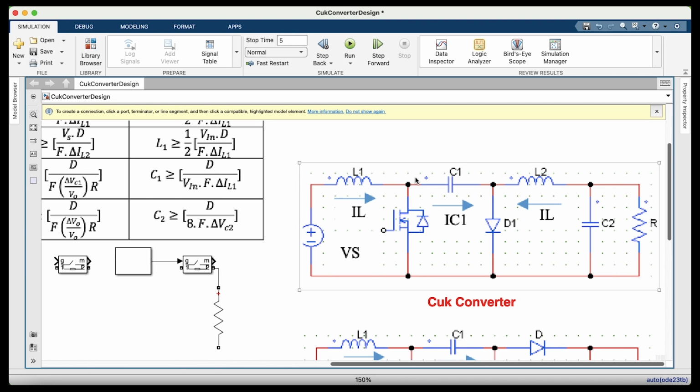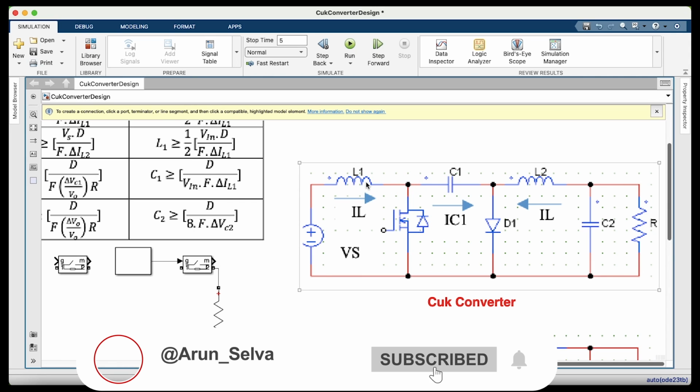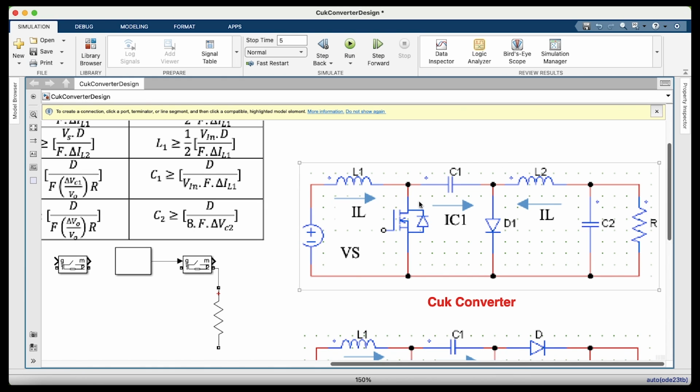To design the Cuk converter, we mainly need L1, L2, C1 and C2, four components. These four components are very important for designing a Cuk converter. Here C2 will act as a voltage regulator, and does not affect the design of this Cuk converter.